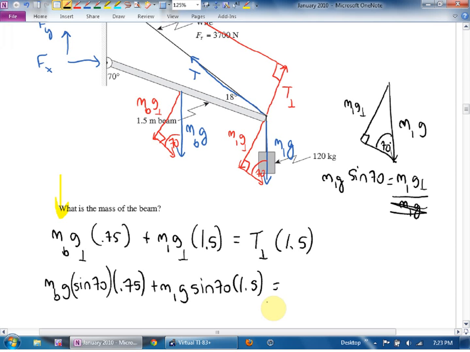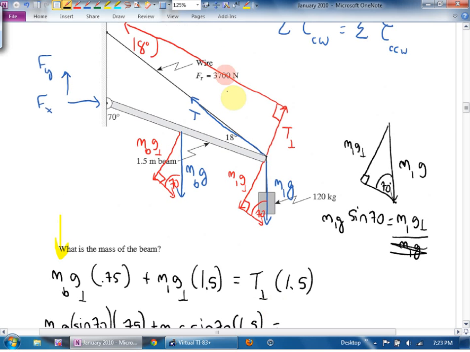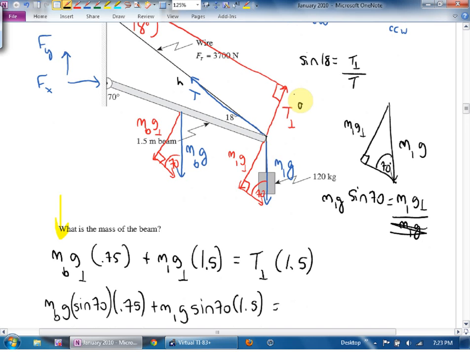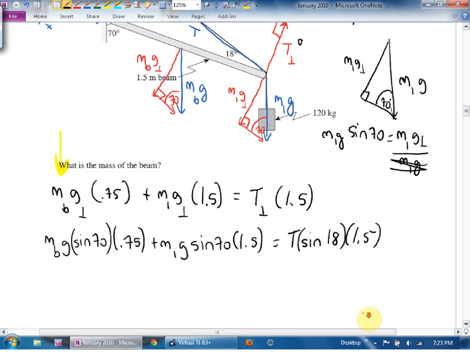I need to find an expression for this one here. This is going to be opposite over hypotenuse. Is this sine as well? Sine of 18 equals perpendicular over tension. Yeah, this is sine as well. It's kind of nice. It's not often. It's the same trig function for all of them. This is going to be tension sine of 18 times 1.5. Is that okay so far? I'm going fast, I know.